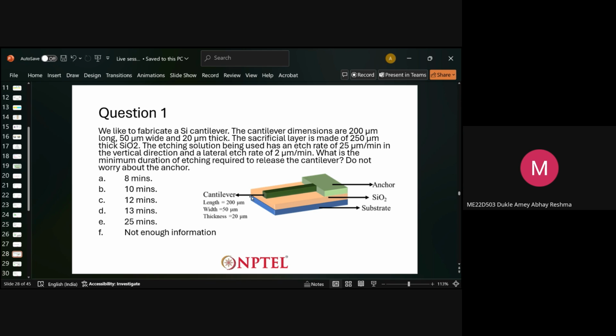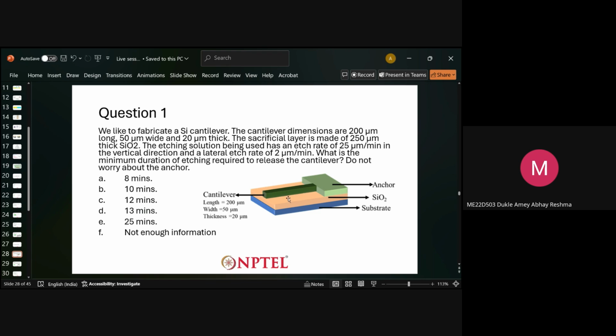Okay, so this is a very simple question. It doesn't actually require MEMS, but we'll still go through it. We would like to fabricate a silicon cantilever. Cantilever dimensions are 200 micrometer long, 50 micrometer wide, and 20 micrometer thick. The sacrificial layer is made up of 250 micrometer thick SiO2. The etching solution being used has an etch rate of 25 micrometer per minute in the vertical direction and lateral etch rate of 2 micrometer per minute. So, what will be the minimum duration of etching required to release the cantilever? Do not worry about the anchor. So, this is the anchor. So, what they are saying is, in this figure, you have this cantilever beam. So you have this sacrificial layer.